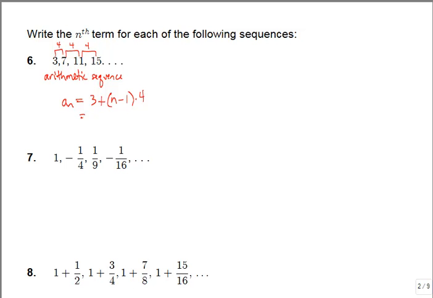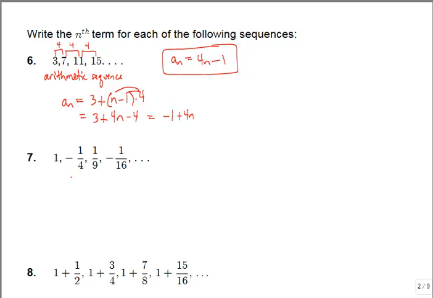So if you simplify this, this is going to be 3 plus, when I distribute that 4 across, 4n minus 4, and 3 minus 4 is negative 1 plus 4n. So our nth term here, if I switch the order around just to make it look nicer, is going to be 4n minus 1. And you can plug in 1, plug in 2, plug in 3, and verify that you get each of these terms.